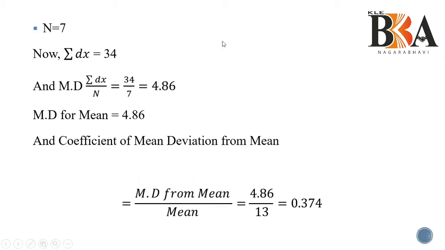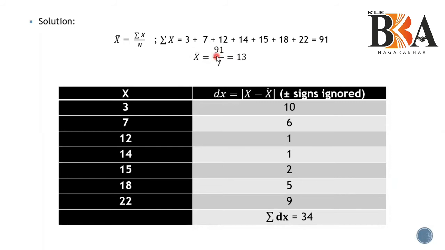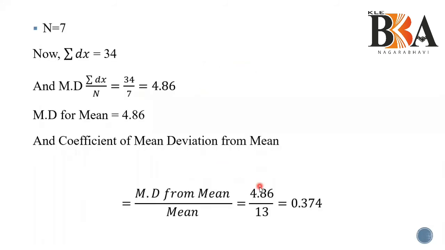Now you have to go to the coefficient. For the coefficient of mean deviation, the formula is mean deviation from mean divided by mean. The mean deviation from mean we have got is 4.86, divided by the mean. We have already found the mean value, 91 divided by 7, that is 13. So 4.86 divided by 13 gives 0.374. This is the method to find the mean deviation as well as the coefficient of mean deviation from the mean.